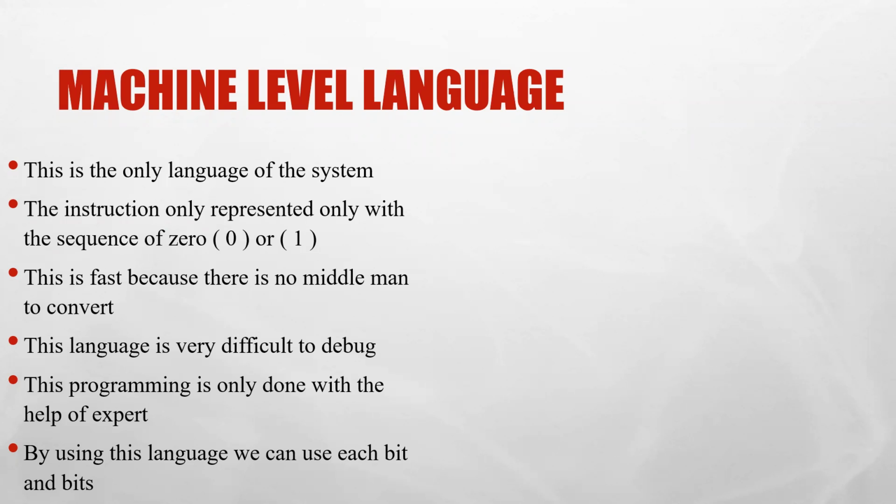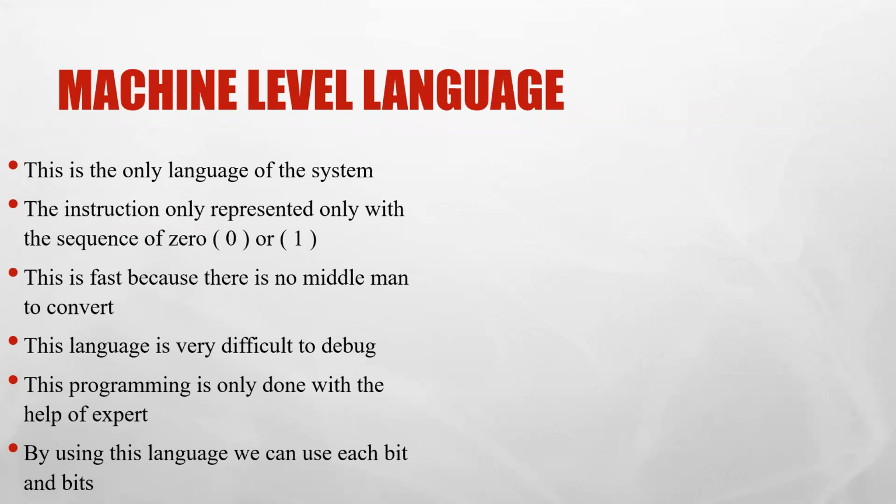But when a person knows Malayalam, we can directly communicate in Malayalam itself, right? Or if he knows Kannada, he can directly communicate in Kannada itself. Correct? In the same way, machine level language directly communicates with the system without any interference, translation, or middleman.